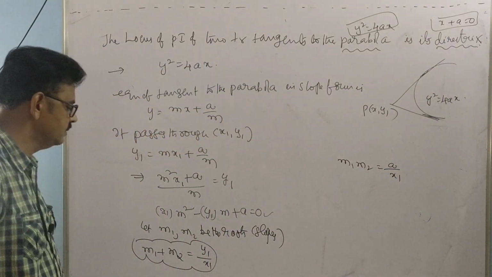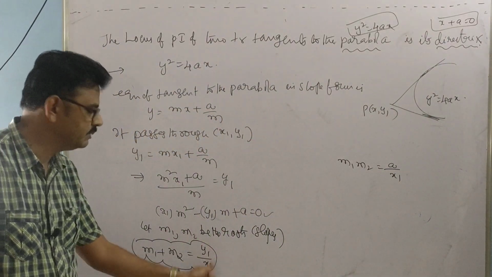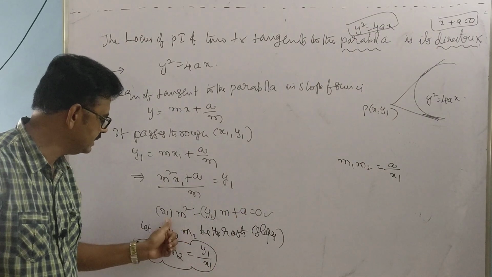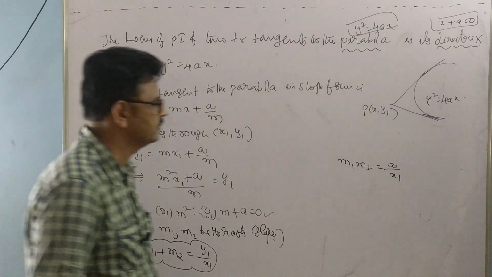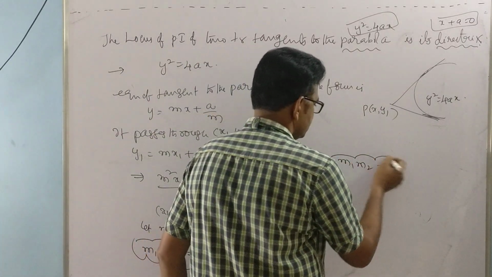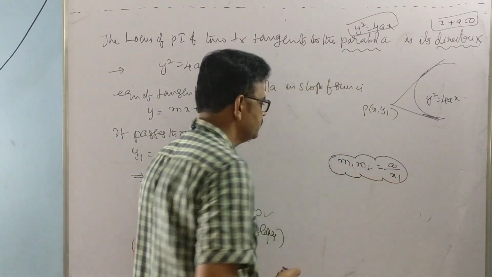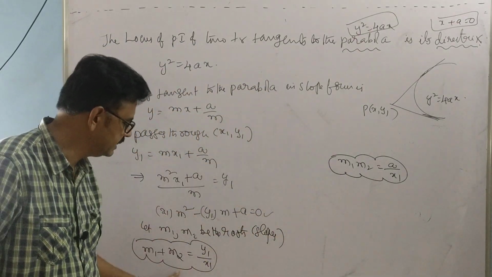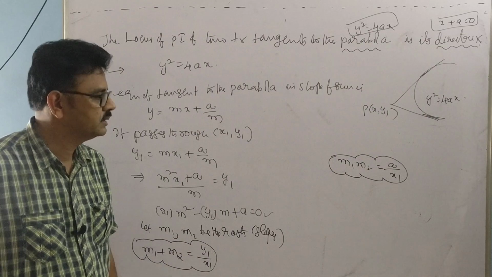So, m1 + m2 = -b/a and m1 m2 = c/a. What is c? It is a, so m1 m2 = a/x1. These are important points. While solving problems, these results are used.